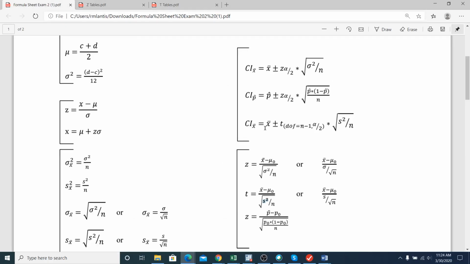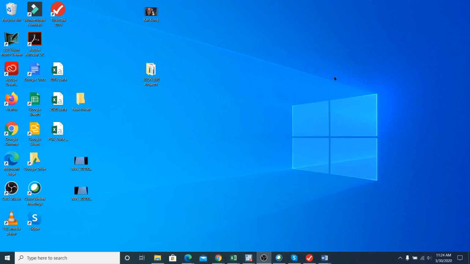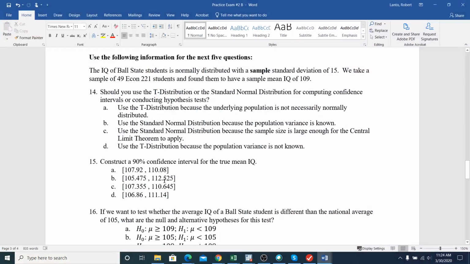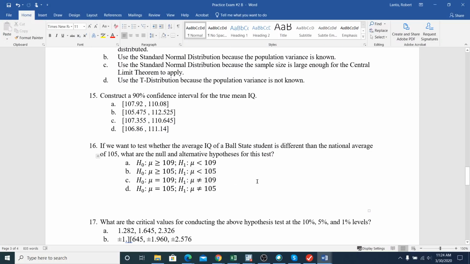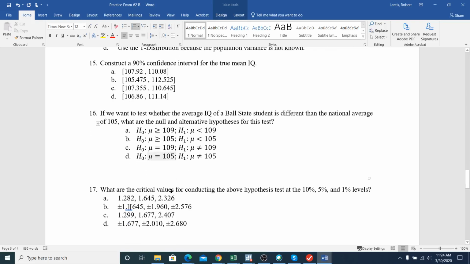So that's the only thing that would really change: instead of using that z-value, I could use a value from the student t distribution. That changed a little bit of what we had to do in 15. 16 doesn't change at all. I still identified the null and alternative hypothesis the exact same way that we talked about before, so we're still dealing with this two-tailed test with an assumed true value of 105.